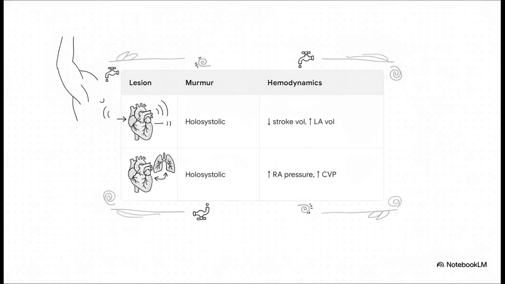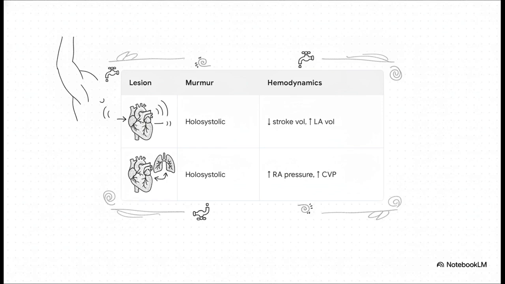Next up, the regurgitant systolic lesions: mitral regurgitation and tricuspid regurgitation. Applying our rule again, these are the leaky doors causing volume problems. Mitral regurgitation, or MR, presents with a holosystolic murmur that uniquely radiates to the axilla. Because blood is leaking backward from the left ventricle into the left atrium right during the squeeze, you end up with decreased forward stroke volume and a badly increased left atrial volume.